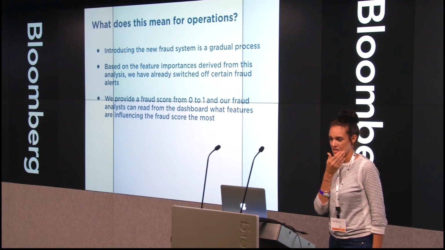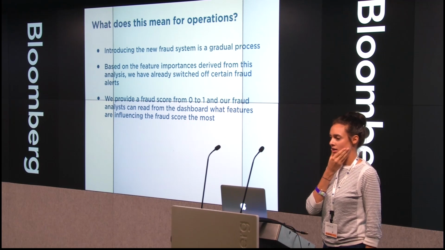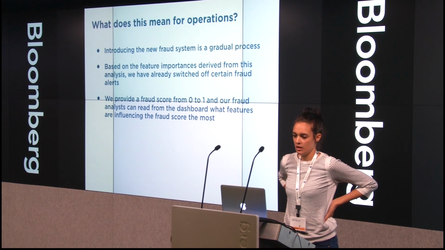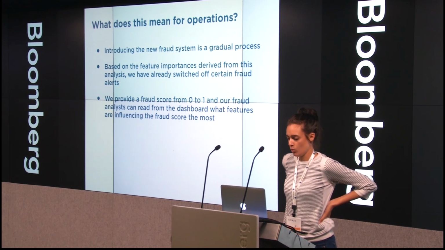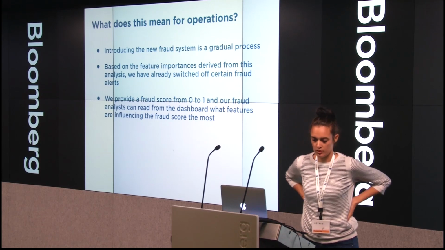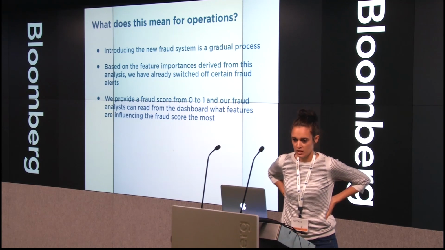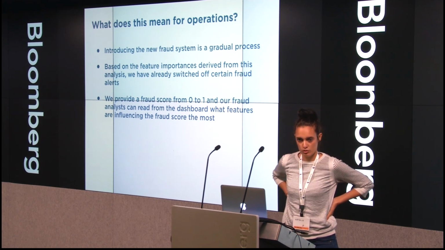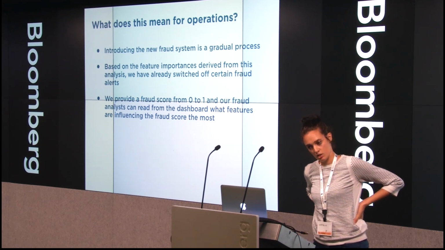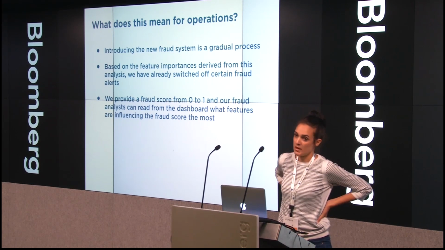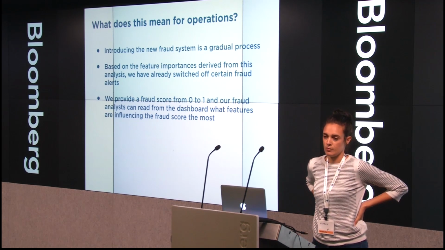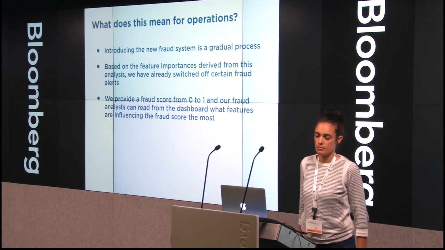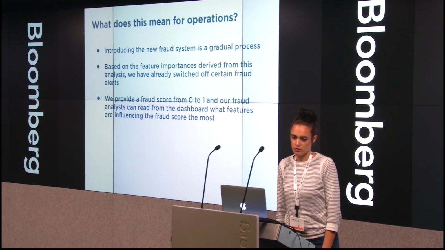And so, just to finish, I want to briefly talk about what our project on fraud detection means for the company, because that's where all of this work into addressing the problem with imbalanced data sets came from. We're introducing the new fraud system at the moment. It's a gradual process. Obviously, we don't want to introduce any breaking changes. But based on the feature importances that we've derived from the work so far, we've already switched off certain fraud alerts, so that's already reduced the burden on our team of fraud analysts.